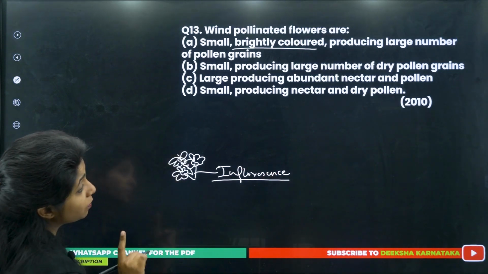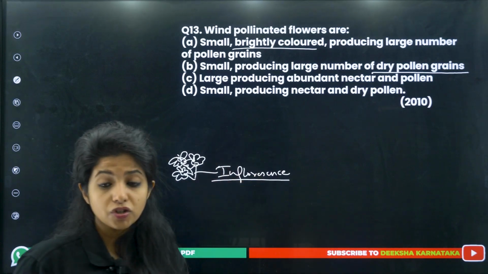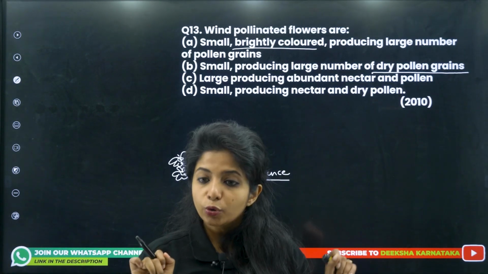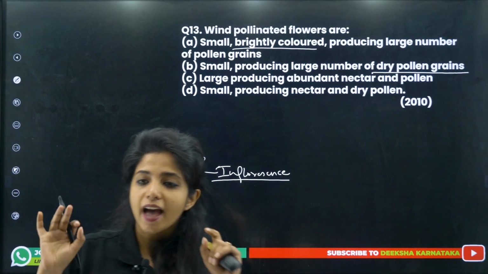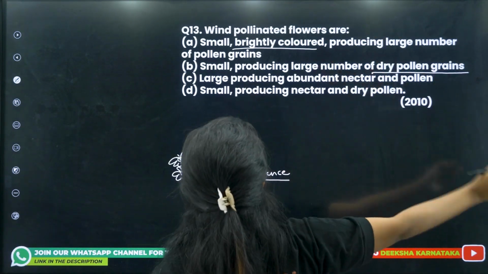One more major thing that they have mentioned is dry pollen grains. Yes, they have to be dry. Just imagine they are sticky. If they are sticky, they stick in some place. Do you want that? No, we do not want that. They have to be dry pollen grains. So, small, producing large number of dry pollen grains.